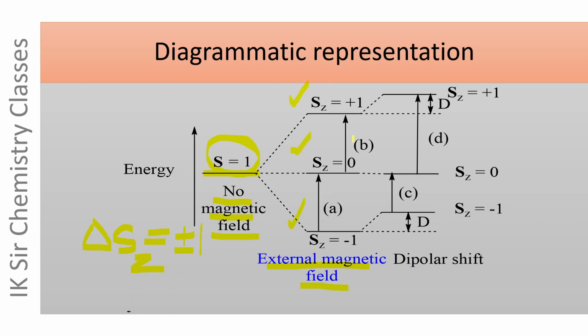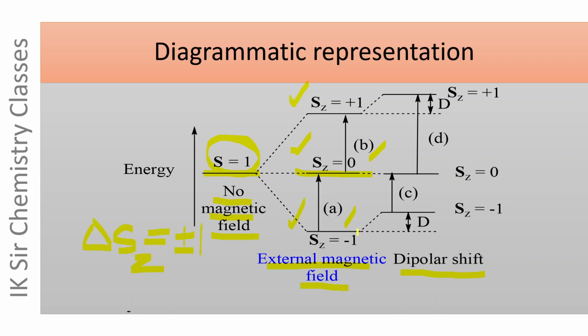Both these transitions require the same amount of energy, and hence a single absorption line is expected in the ESR signal. But it is not true. Invariably, 2 spectral lines are obtained. It has been explained with the help of dipolar shift. We have discussed already that the energy of both Sz equals to -1 and Sz equals to +1 states increase with respect to the energy of Sz equals to 0 state.